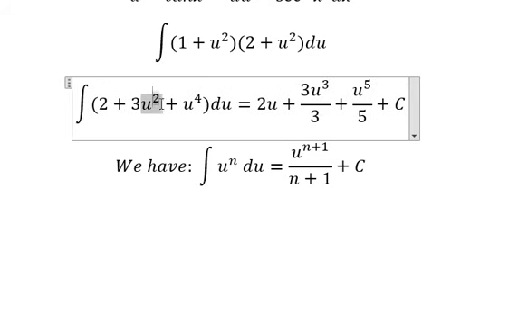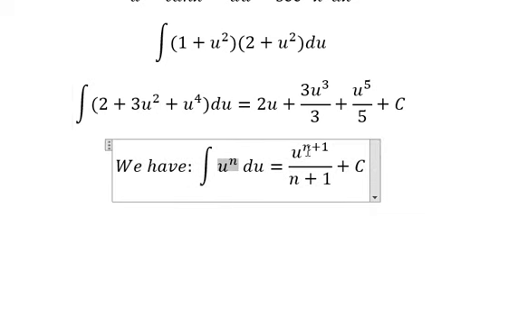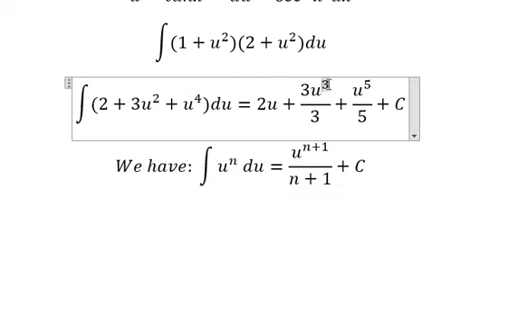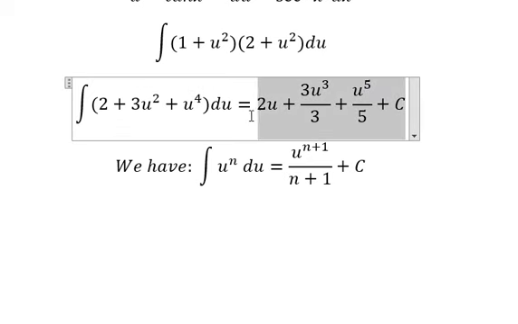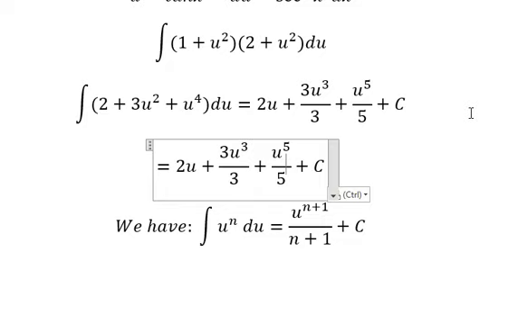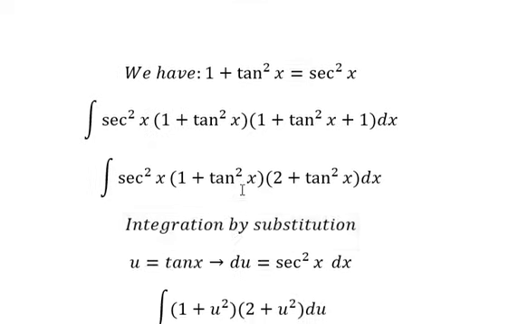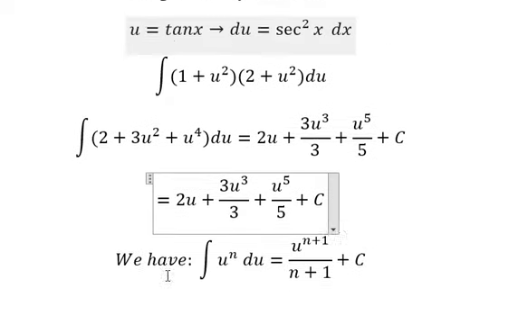So for example, we have number 2. So we change n equals 2. 2 plus 1, we have 3. 4 plus 1, we have 5. About u, that is tan s.